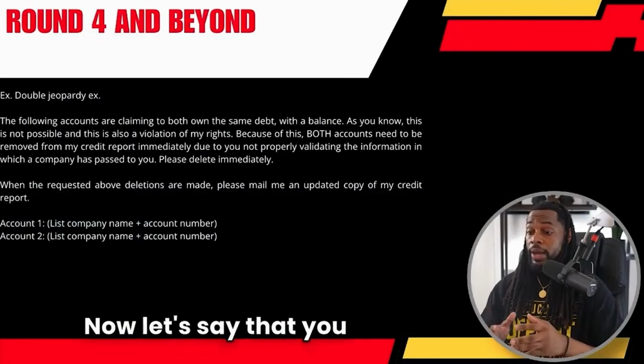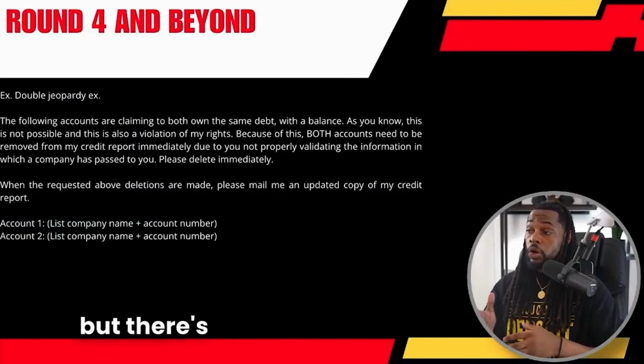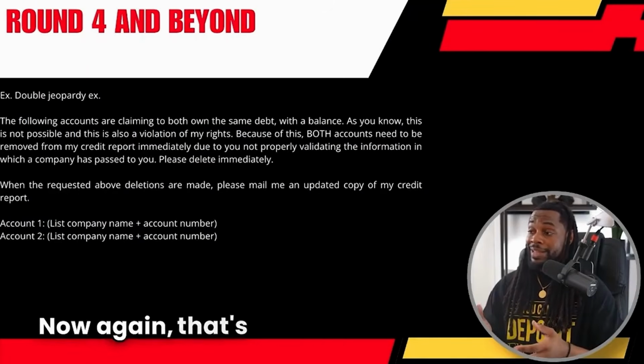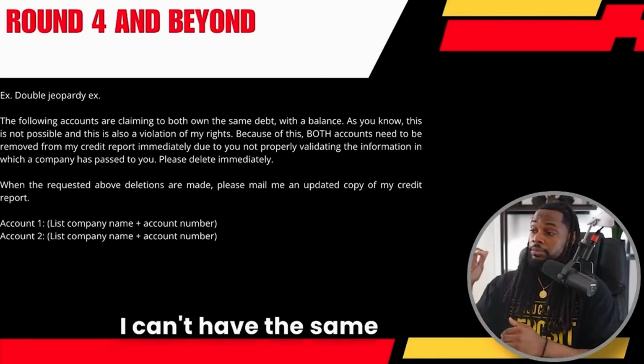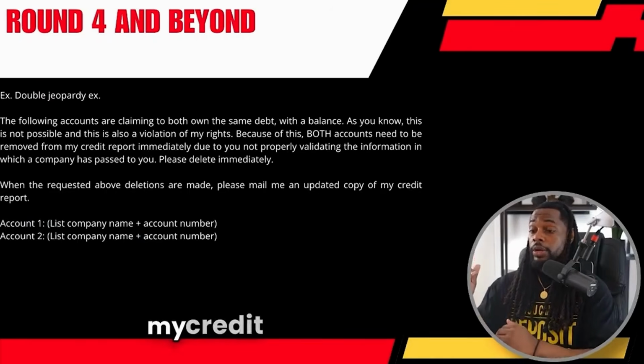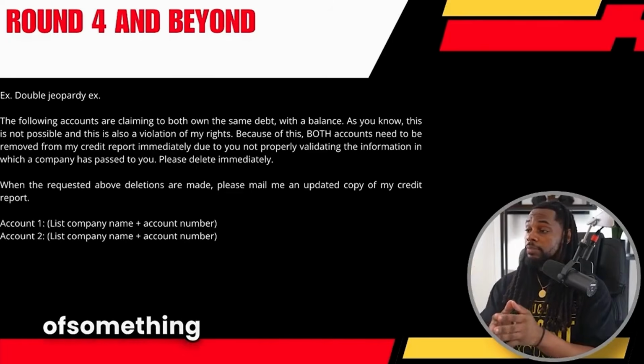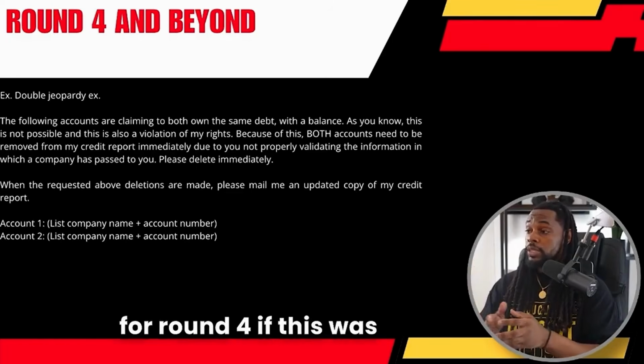Now, let's say that you have an account that's charged off, but there's also a collection. Now, again, that's double jeopardy. I can't have the same charge off and collection on my credit report. So this is an example of something that you would send for round 4 if this was a scenario that you were in.